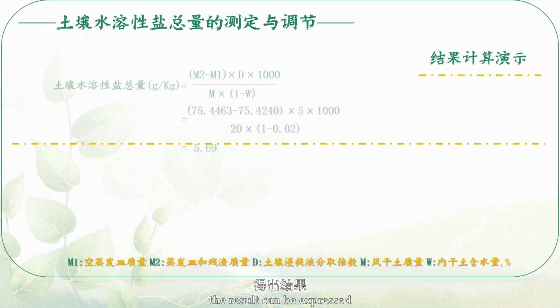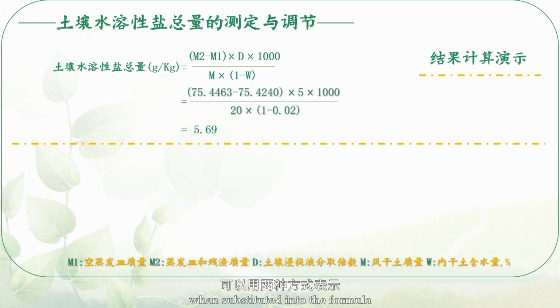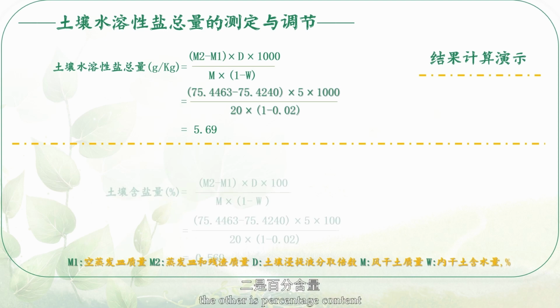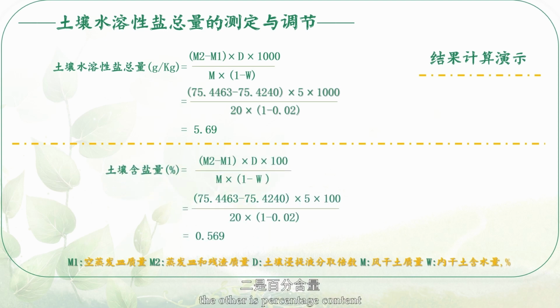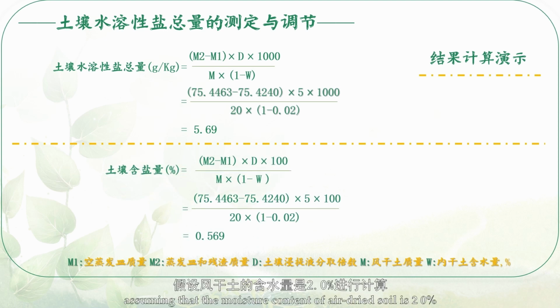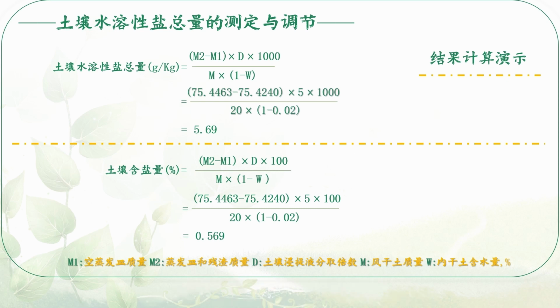The result can be expressed in 2 ways when substituted into the formula. One is gram per kilogram. The other is percentage content, assuming that the moisture content of air-dried soil is 2%. The calculation results are obtained.